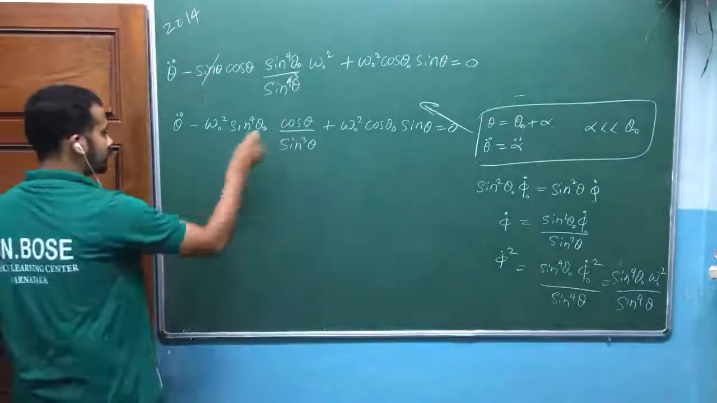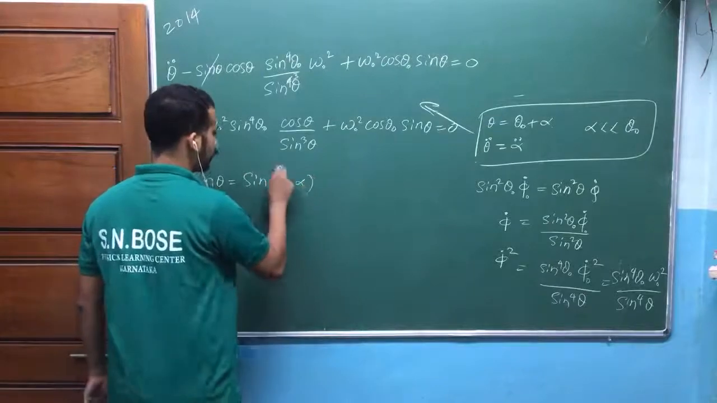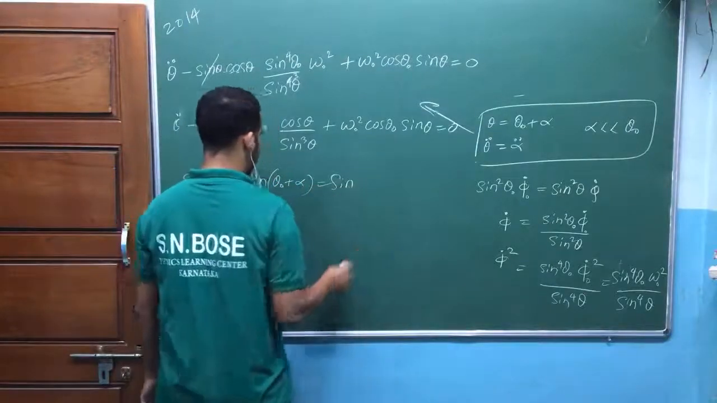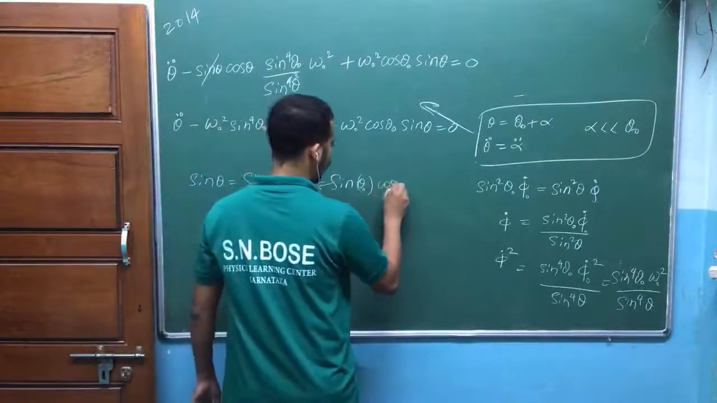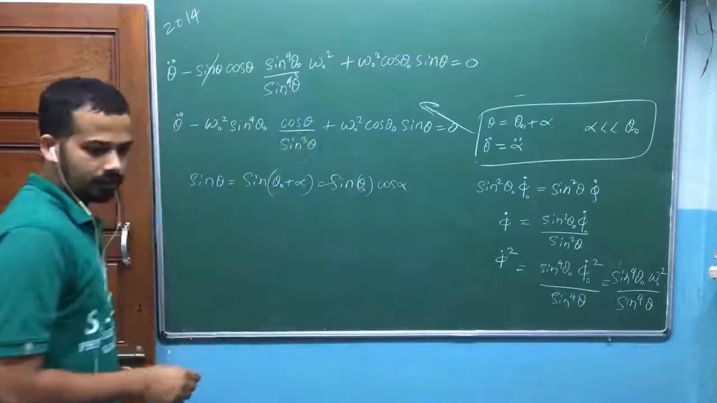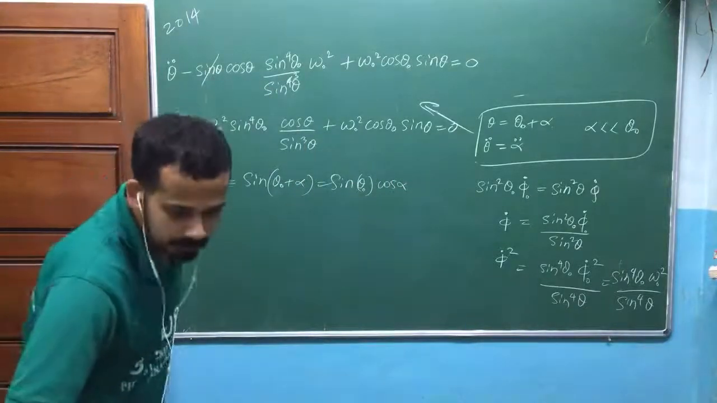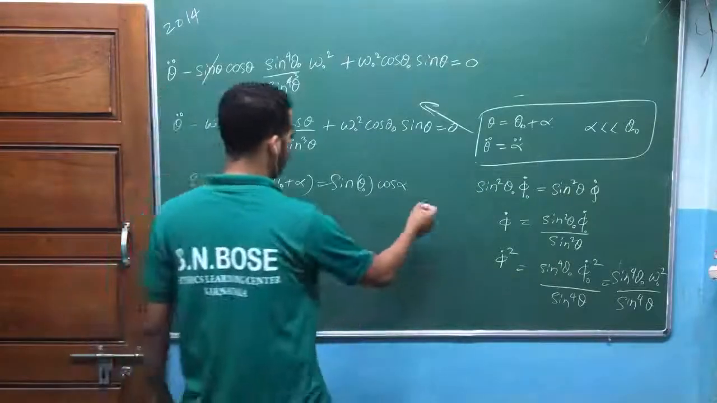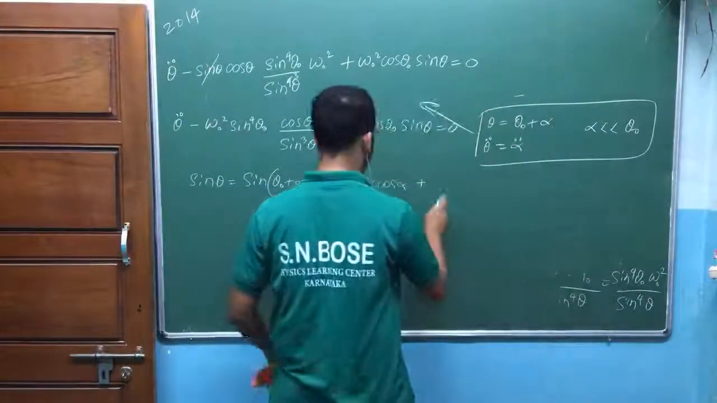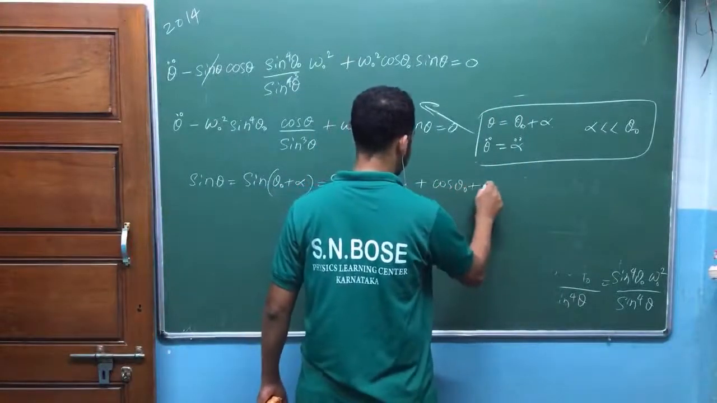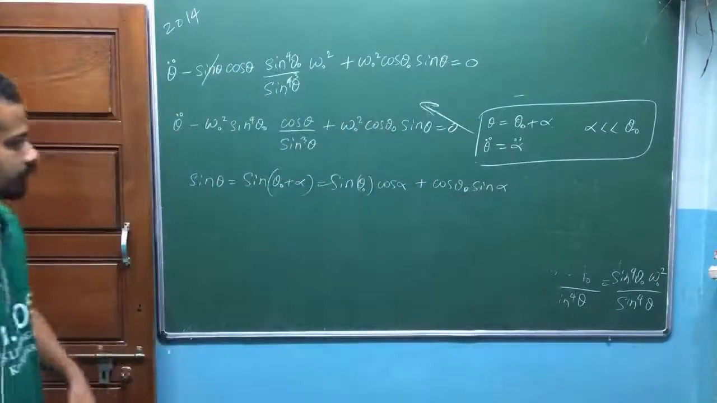Now, how do you write sine theta? Sine of theta naught plus alpha, that's equal to sine A plus B. Sine A cos B plus cos A sine B. Quickly, somebody reply. Sin A cos B plus cos A sin B, which gives sin theta naught cos alpha plus cos theta naught into sin alpha.